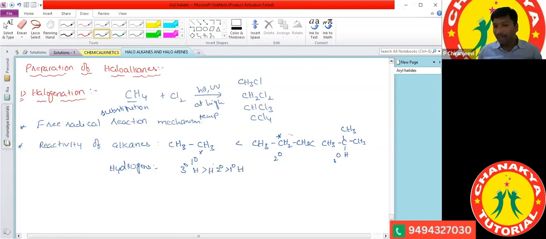Now you got the clarity. Is anyone still having a doubt? Okay, clear. And for alkanes, the tertiary alkane is more reactive than secondary and primary. Okay, and the next point. What is the next point here? Reactivity of the halogens.